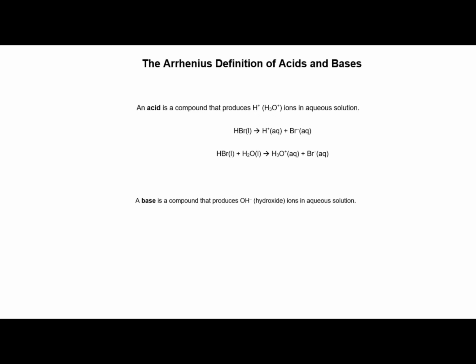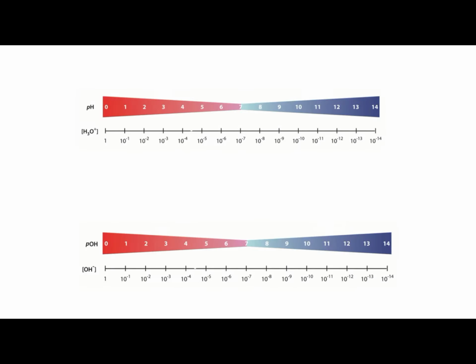The Arrhenius definition of a base is a compound that gives hydroxide ions in aqueous solution. So for example, potassium hydroxide gives potassium cations and hydroxide anions. So our Arrhenius definitions of acids and bases are very straightforward, which makes them easy to identify. Let's talk about the pH and the pOH scale.